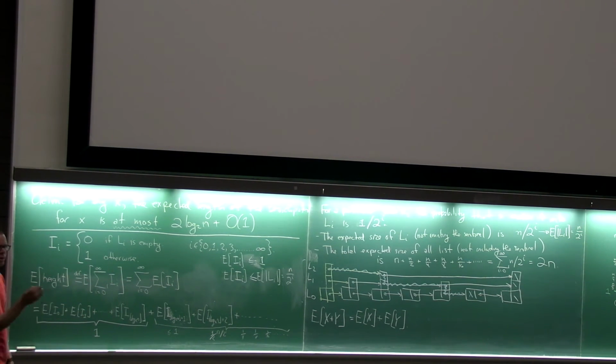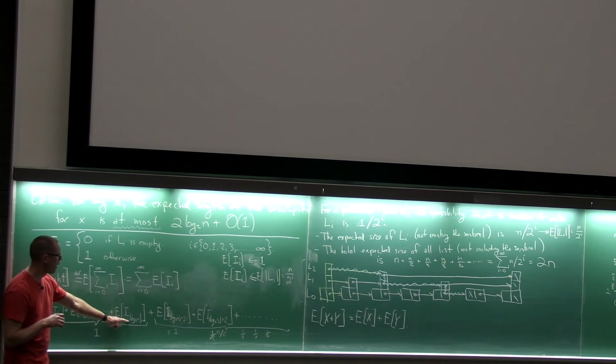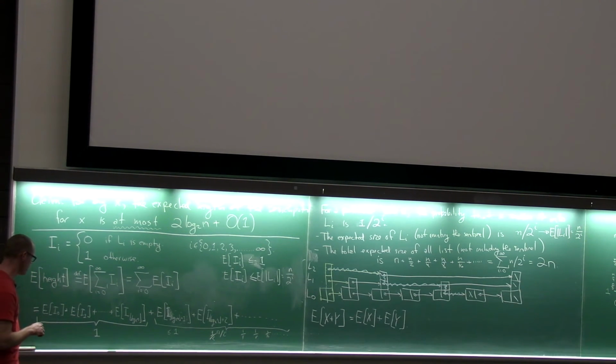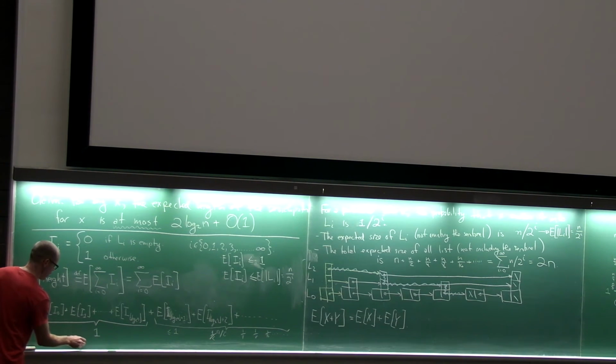And now I can add all these things up. So how many of these are there? Well, there's log n plus 1. Right, we count from 0 up to log n. So for these first guys, there's at most log n plus 1 of them. That's the first part of the sum.